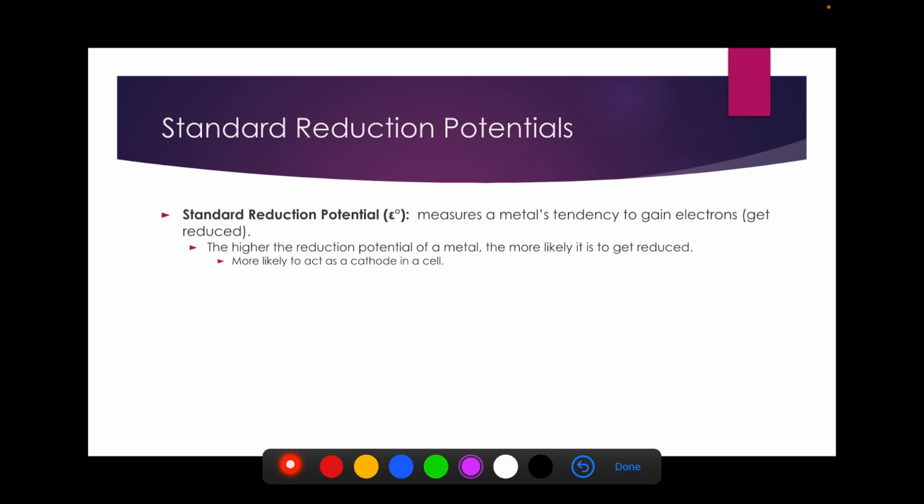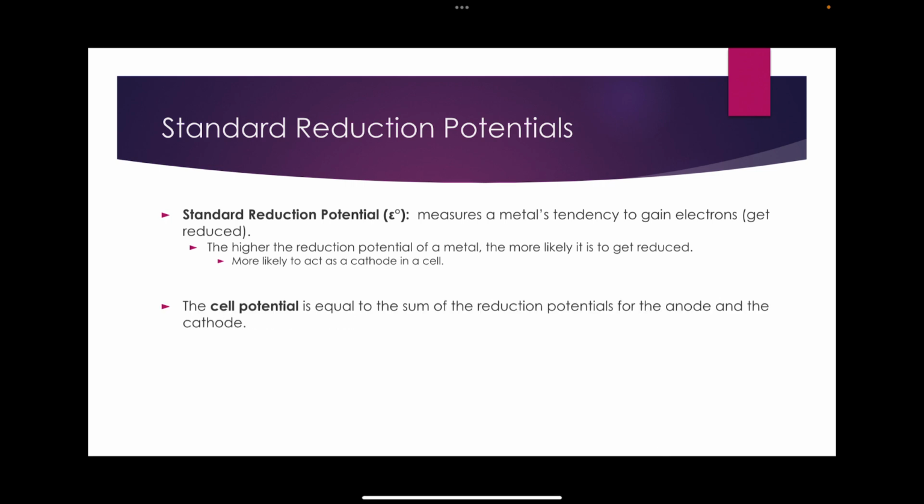Of course, this will depend on what it's paired with, but as long as it has a higher reduction potential than the other thing it's paired with, it will act as the cathode. The cell potential, then, is equal to the sum of the reduction potentials for the anode and the cathode. That equation is shown here.